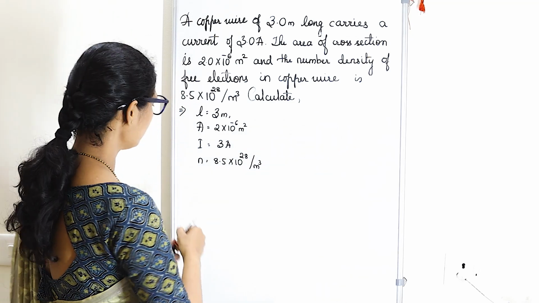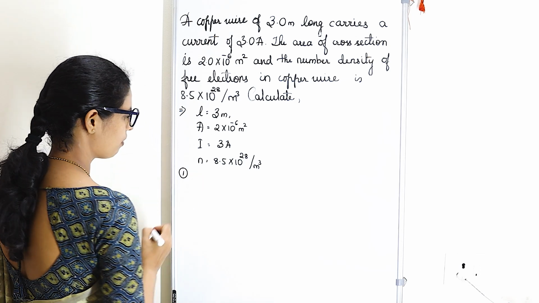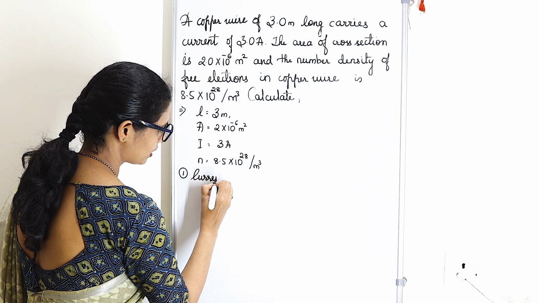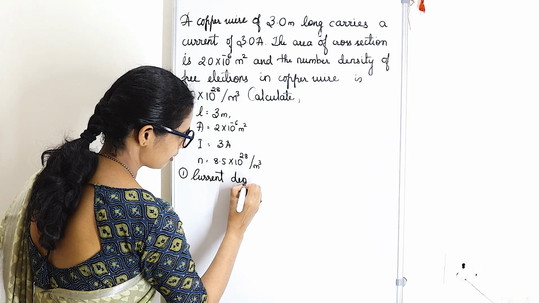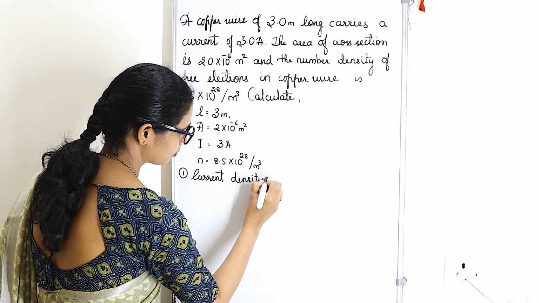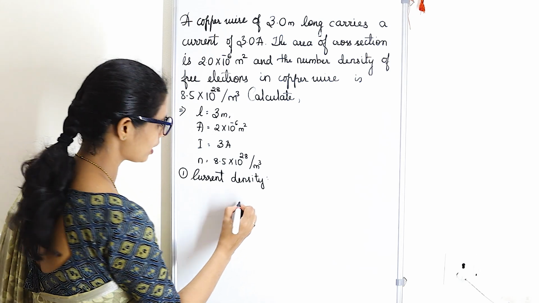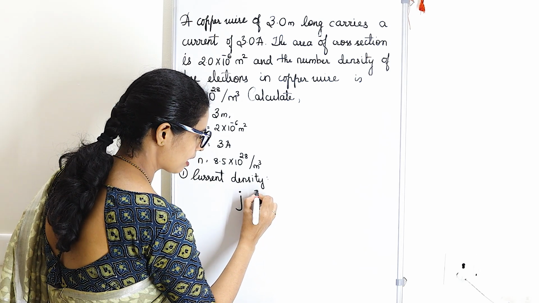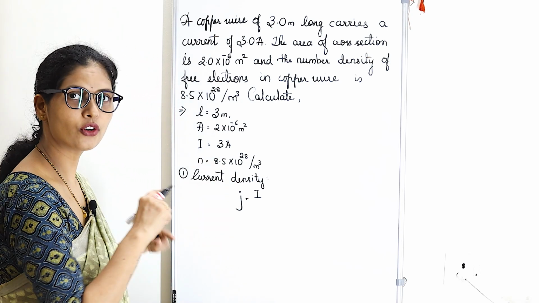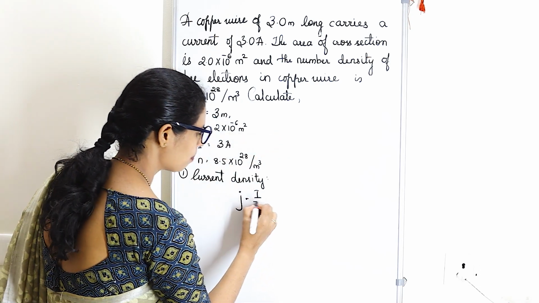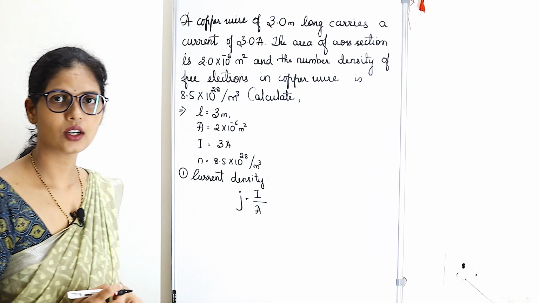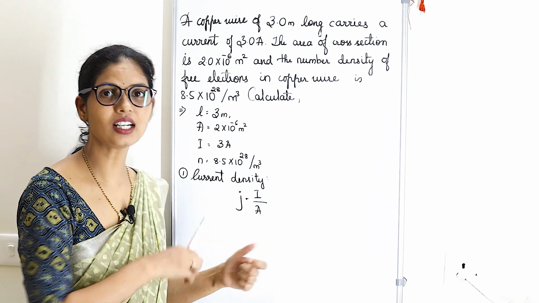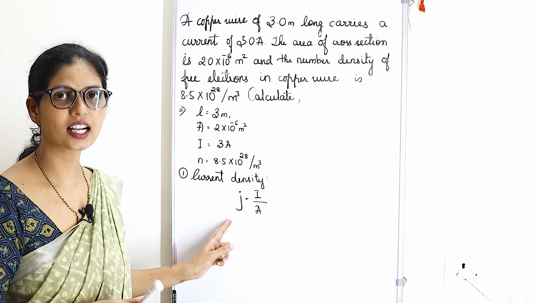So let's find out the first sub question, that is current density. First you need to find out the current density. Current density is denoted by small j. So the formula is amount of current flowing through the conductor per unit area. Okay, the amount of current passing through per unit area of the conductor is nothing but current density.